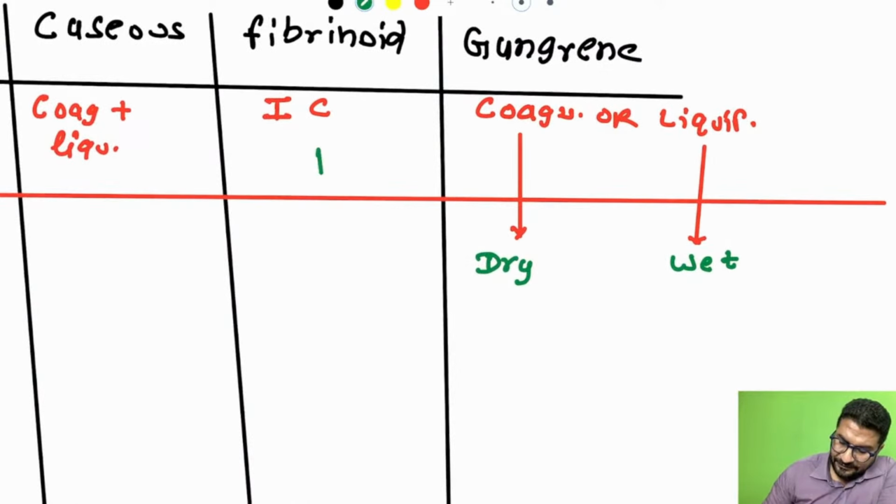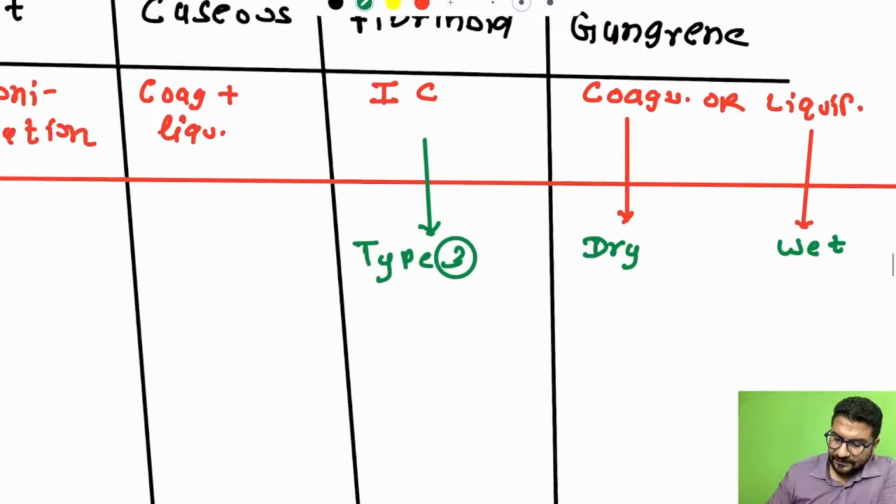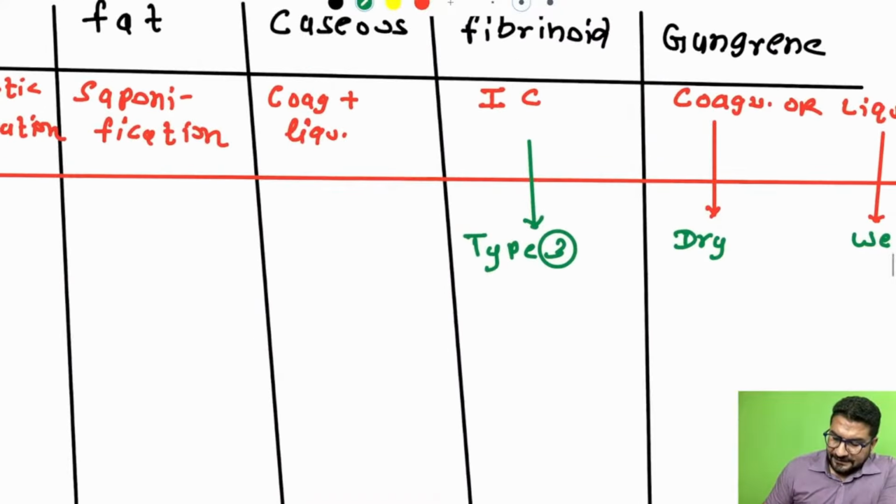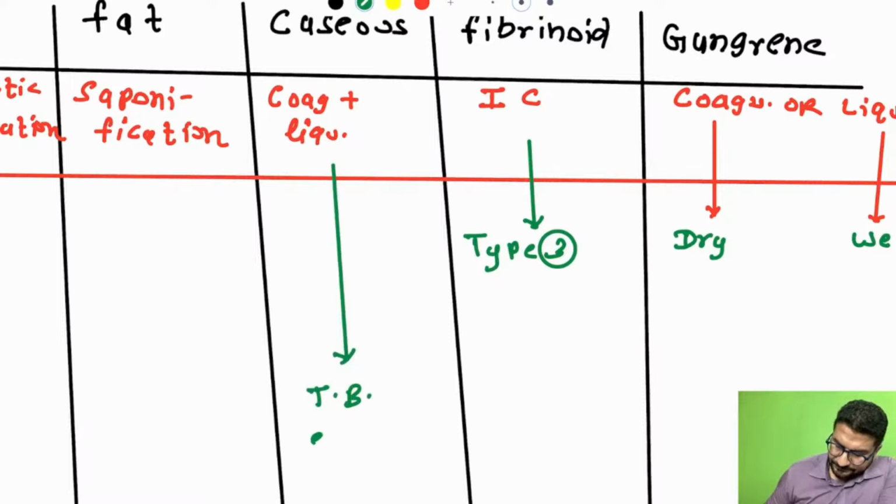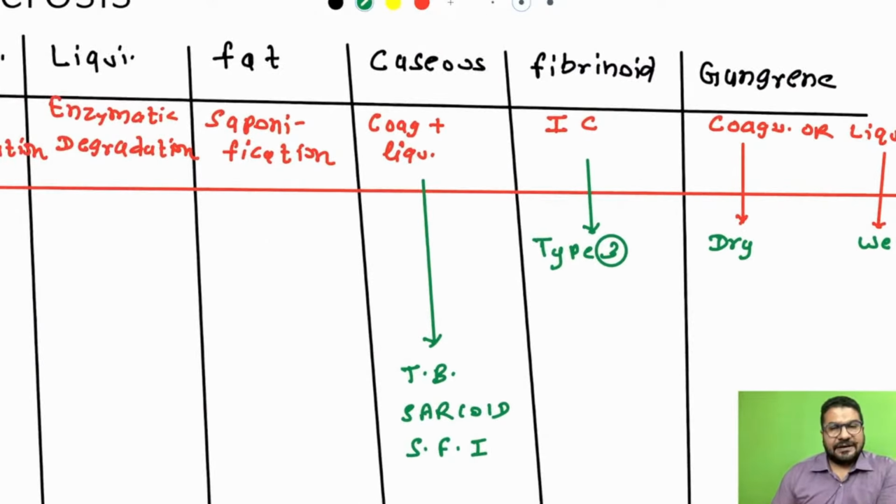Now coming to fibrinoid necrosis, it is due to immune complex. And always remember, immune complex is which type of hypersensitivity? Type 3. Where will you see caseous necrosis? You will see caseous necrosis in TB and sarcoidosis, just remember these two. And some systemic fungal infections as well.